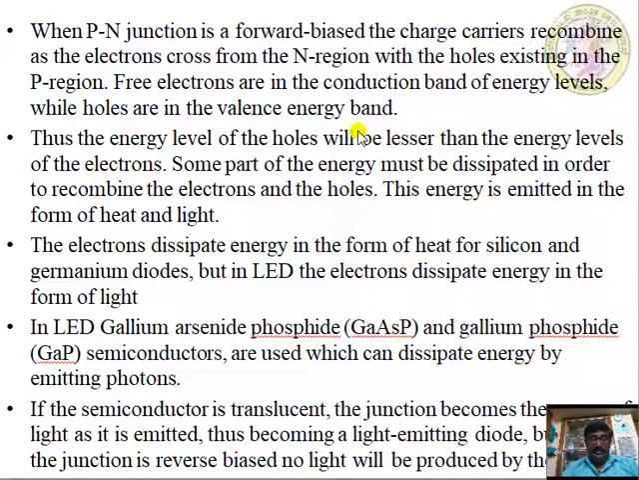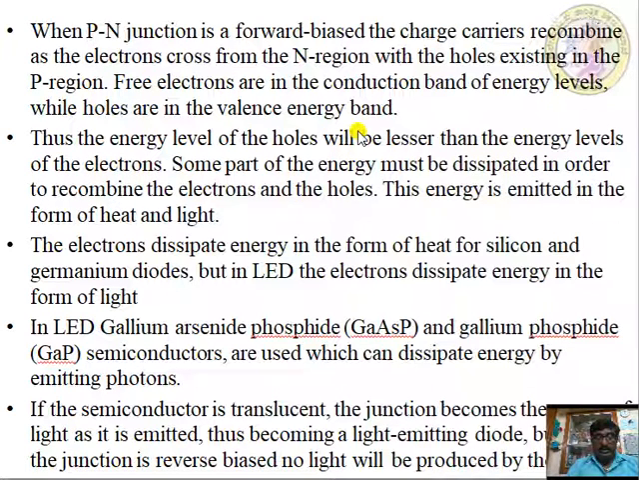The electrons dissipate energy in the form of heat in silicon and germanium diodes, but in an LED the electrons dissipate energy in the form of light. In LEDs, gallium arsenide, gallium arsenide phosphide and gallium phosphide semiconductors are used, which can dissipate energy by emitting photons.